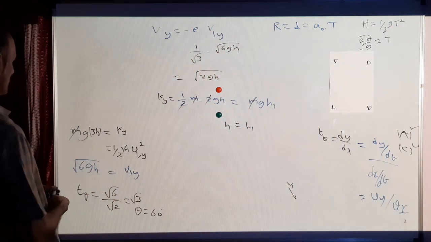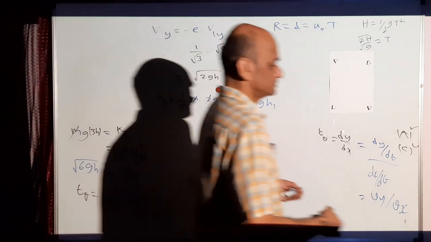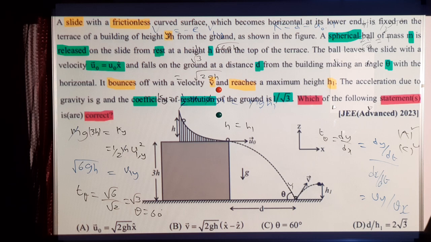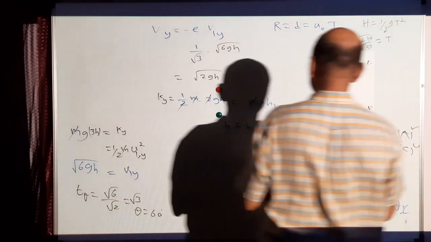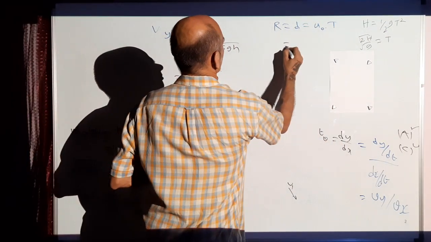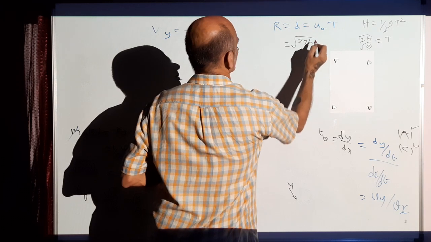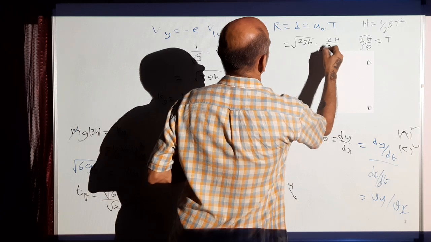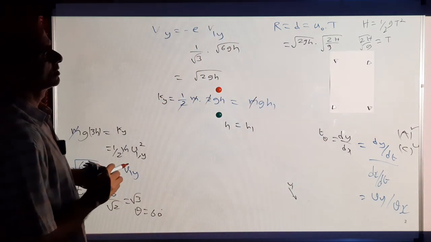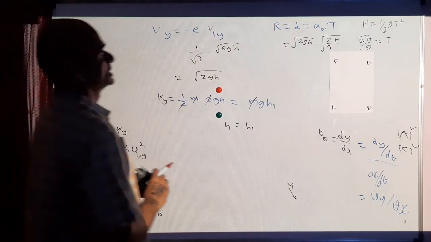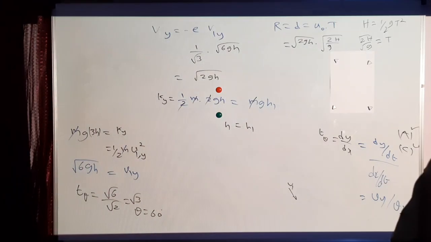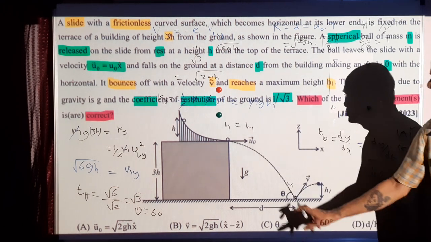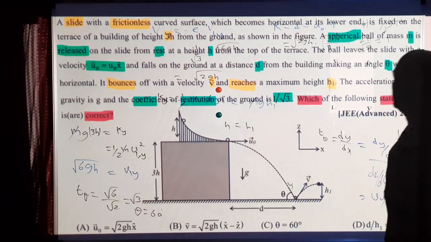And u naught we got from the first option. First option is correct, so u naught is square root of 2gh. The flight time is square root of 2h by g, where H is the maximum height of this projectile motion, which is 3h. For this projectile motion, the initial height is 3h.